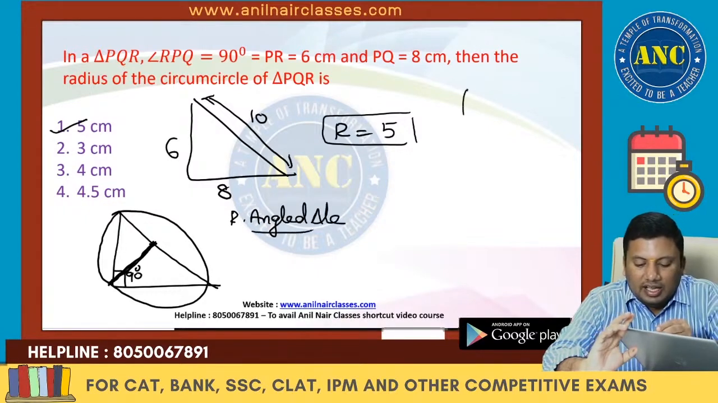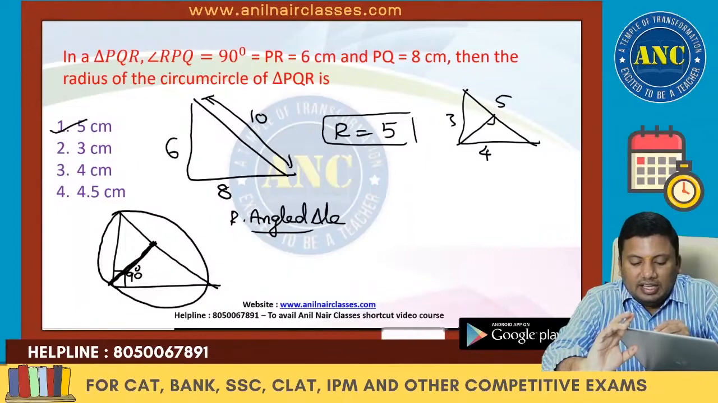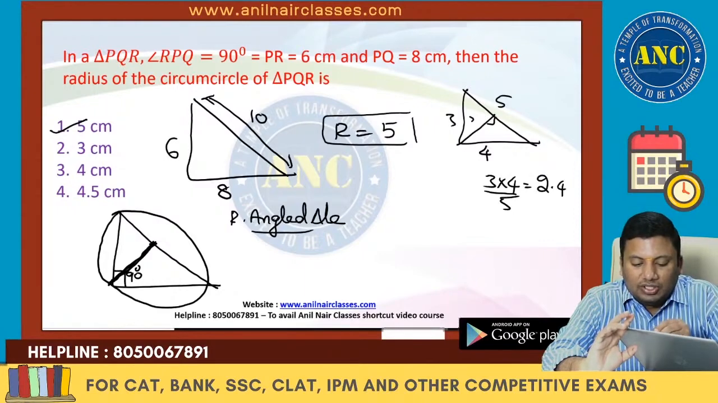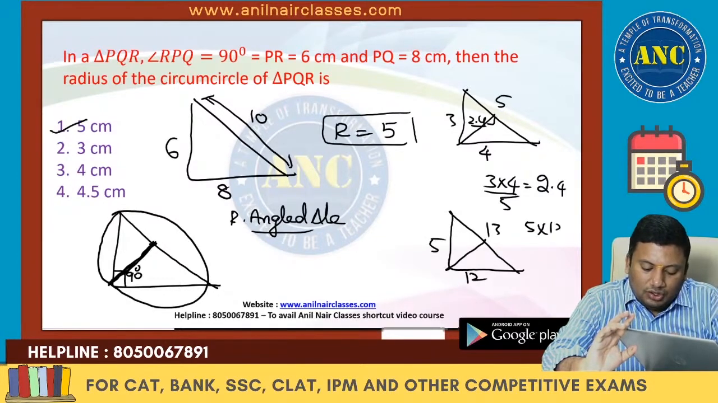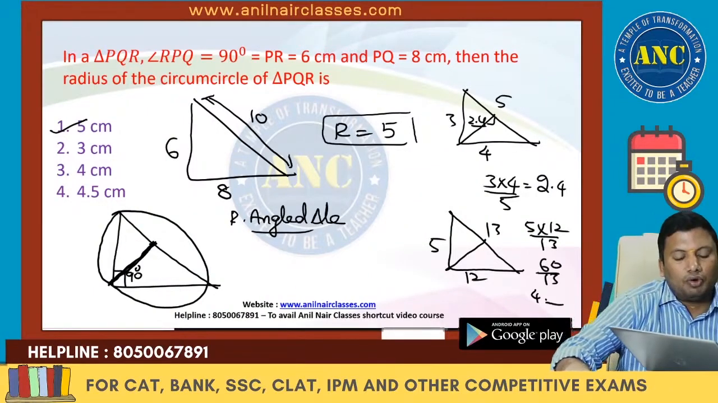Now see here, if the sides are 3 and 4, this is the height. Height is 3 into 4 by 5, 12 by 5, which is 2.4. Hold on, let me explain the logic, then you will understand. For 5, 12 and 13, this is the height: 5 into 12 by 13, 60 by 13, which is 4 point something.